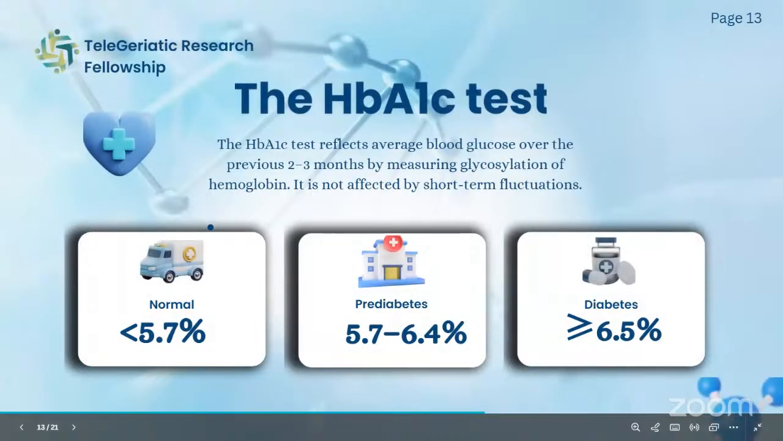The hemoglobin A1C test reflects average blood glucose over the previous 2 to 3 months by measuring glycosylation of hemoglobin. It is not affected by short-term fluctuation. So normal should be less than 5.7%, and pre-diabetes ranges from 5.7 to 6.4%. Diabetes is diagnosed if it is more than or equal to 6.5%.